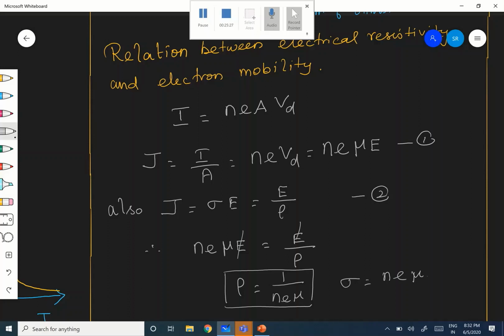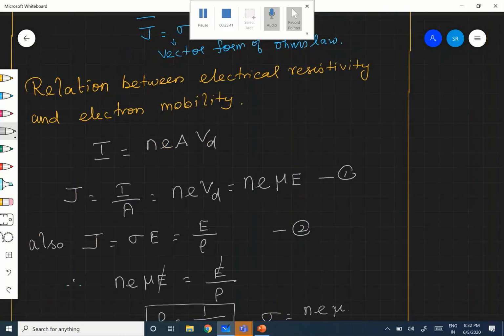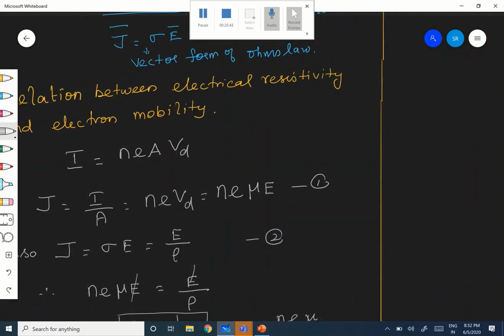Sigma is equal to N E mu. 1 by rho is nothing but, what is that? Sigma. 1 by rho is sigma. Therefore, you can say sigma is equal to N E mu. Is it clear? Right. So, this is about these three important factors we have seen.